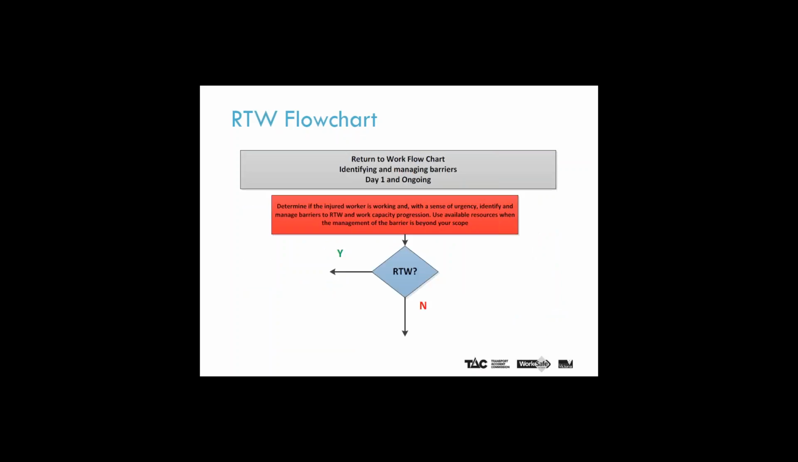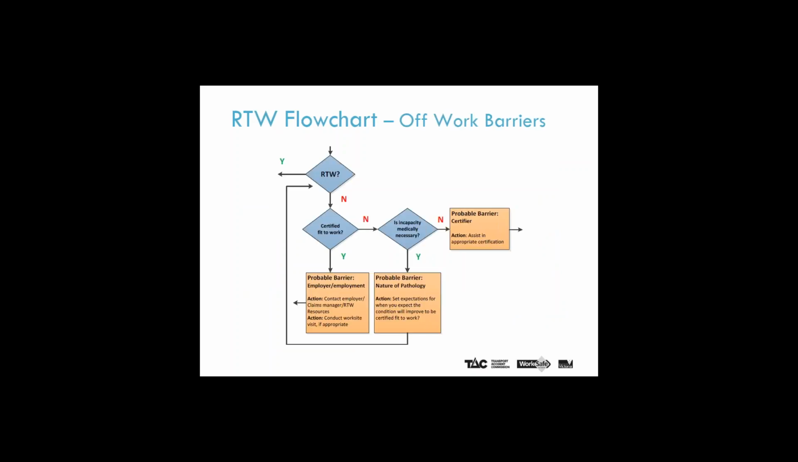The first part of the flowchart indicates that return to work should be considered from day one and ongoing, and managed with a sense of urgency. As noted earlier, with more time elapsing, the more challenging it is to facilitate return to work, and the adverse effects of being off work can escalate. If your patient is not working, then follow the flowchart below. The first question asked is, how is the patient certified?